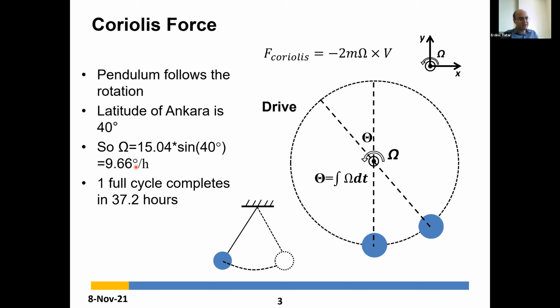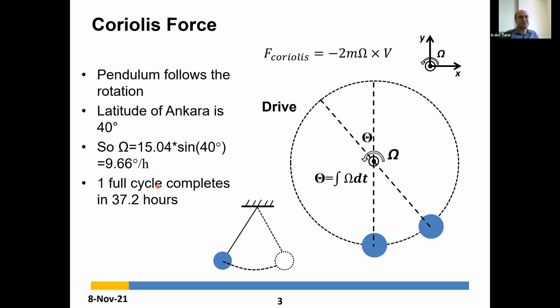So you can think of Earth rotating one revolution per day, which is 360 degrees per day. If you look at it on an hour basis, it rotates basically 10 degrees per hour. So it's extremely slow, actually, but this is a measurable thing. And if we do this experiment here, one full rotation of that pendulum is going to take around 37 hours. So if you wait 37 hours, it will come back to the original position.